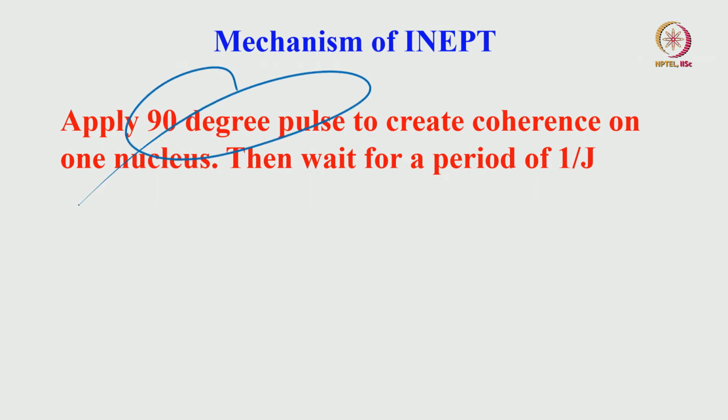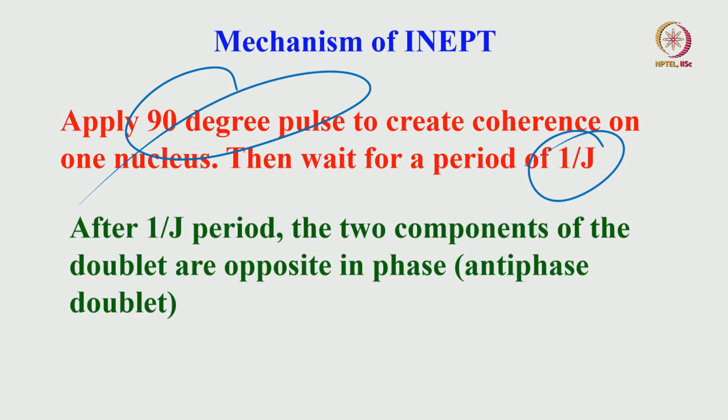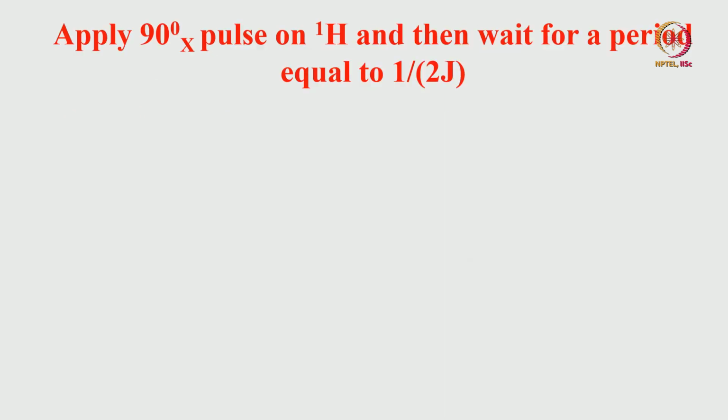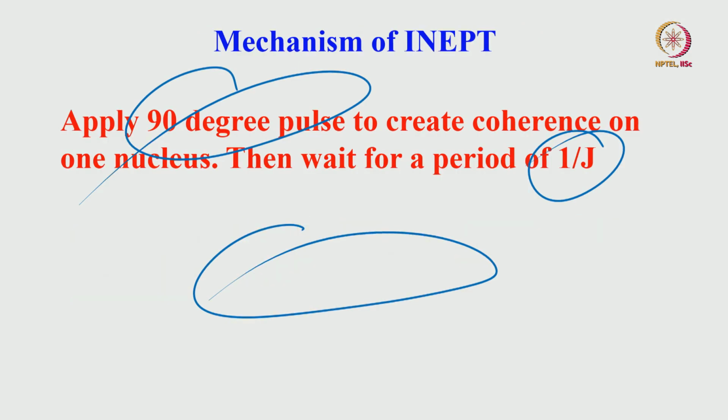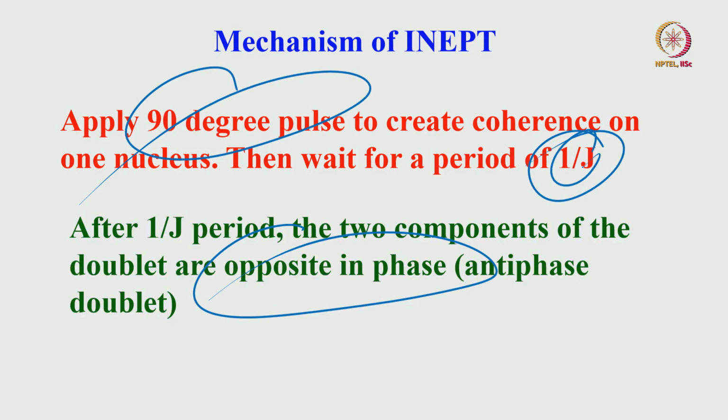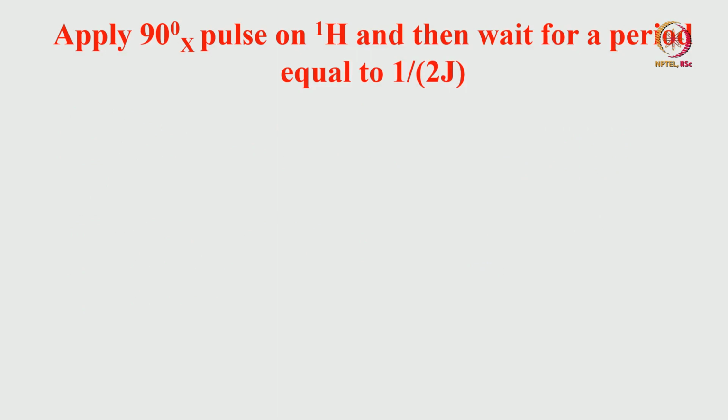Apply a 90-degree pulse to create coherence. Coherence means bringing the magnetization to x axis or y axis. Then wait for a period 1 over J. After 1 over J, the components of the doublets are opposite in phase, antiphase doublet. Okay, I'm sorry, not 1 over J, it is 1 over 2J. I'm sorry, it is not 1 over J here, it is 1 over 2J, because antiphase doublet is 1 over 2J. At 1 over J again they will come back and refocus. That was a typo mistake.